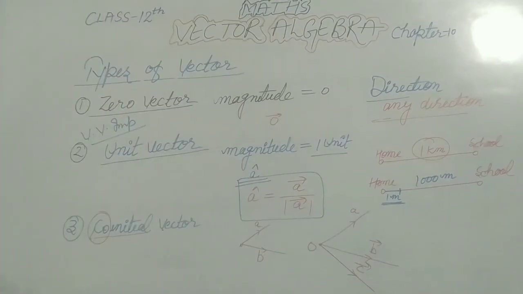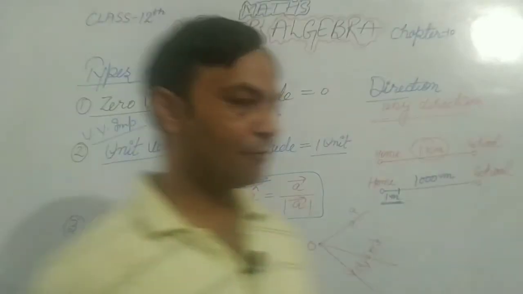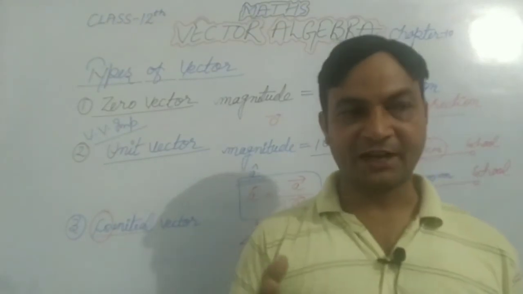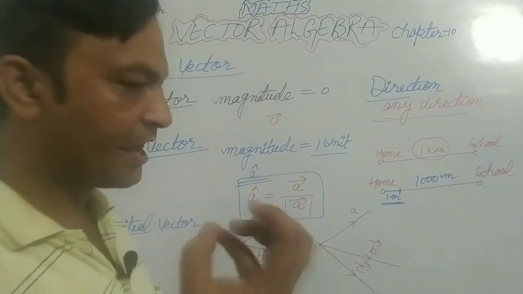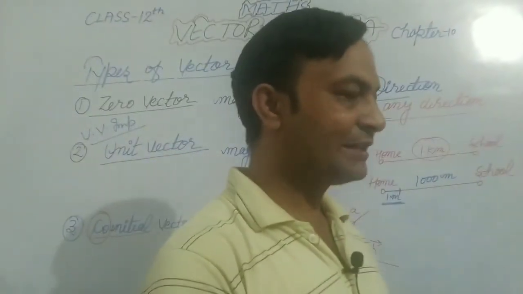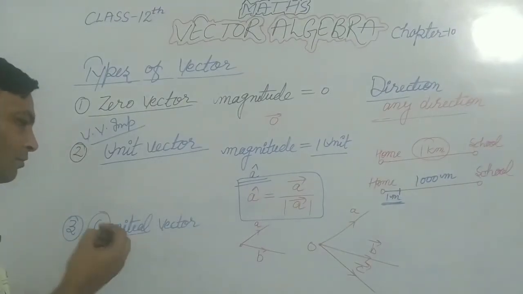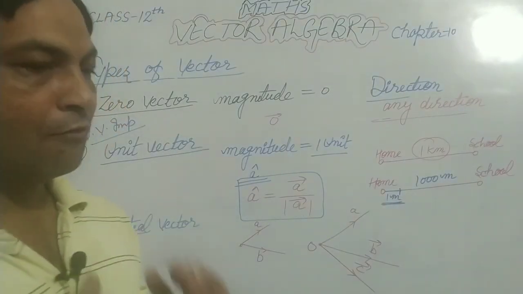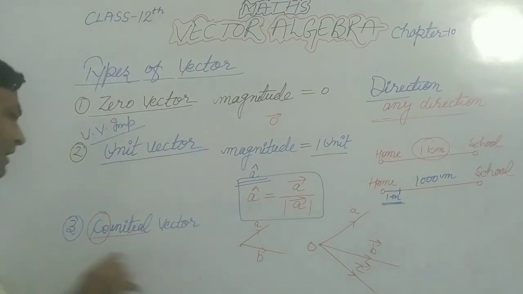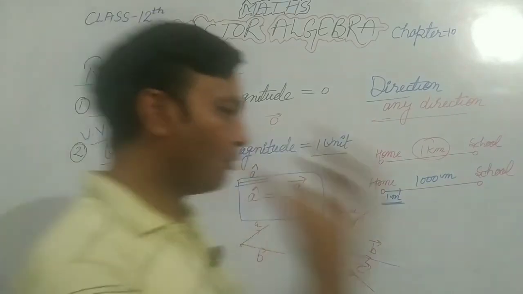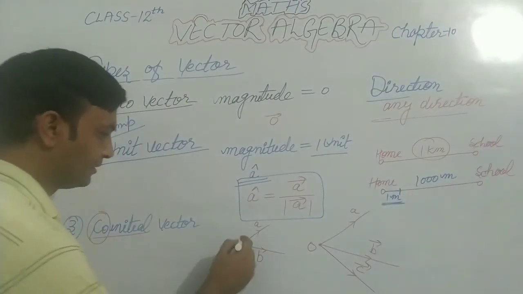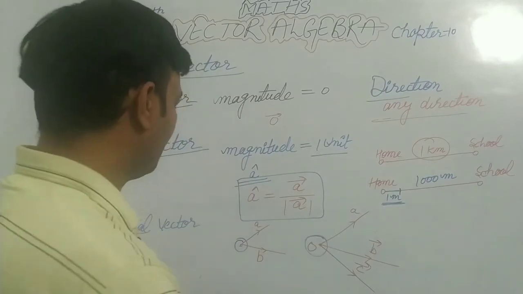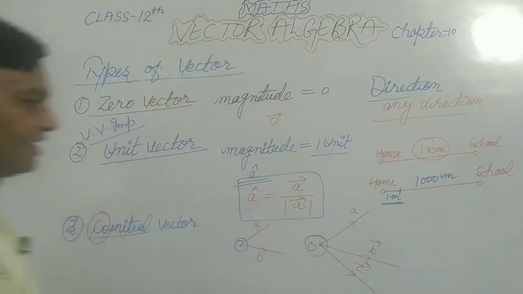Now we are talking about co-initial vectors. You are familiar with the words concentric and coplanar. Concentric means two or more circles have one center. Similarly coplanar, two or more vectors lie in one plane. So similarly, two or more vectors having the same initial point are known as co-initial vectors.